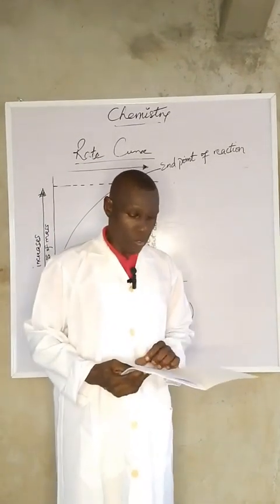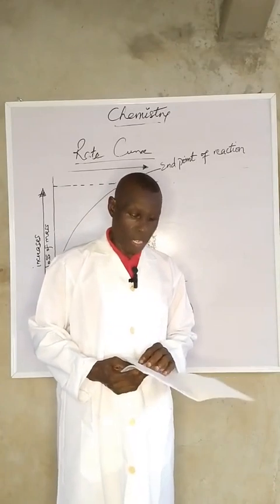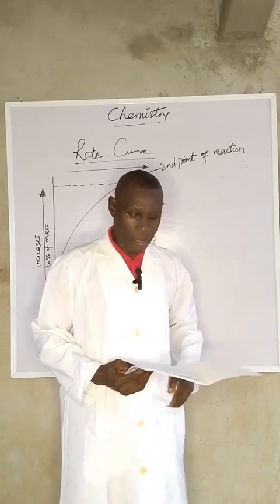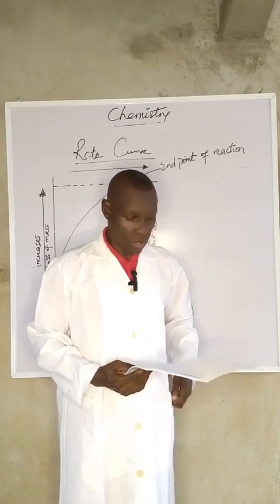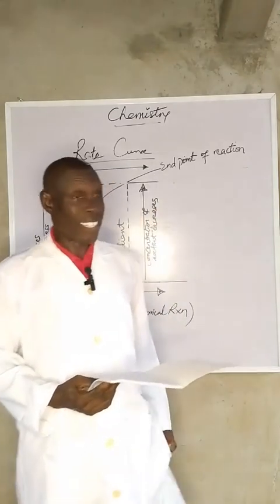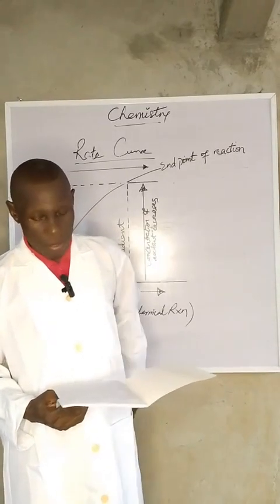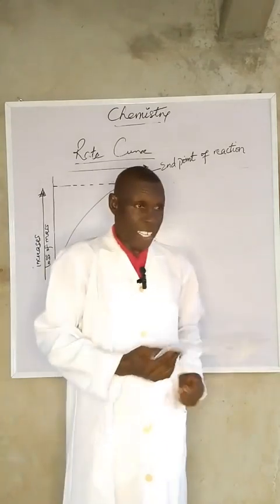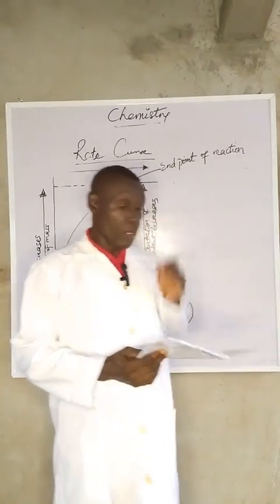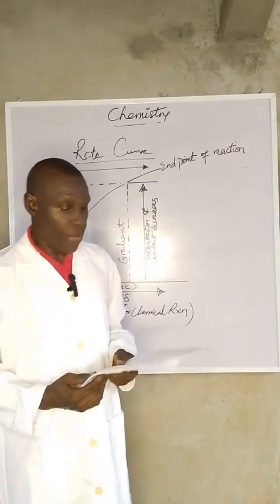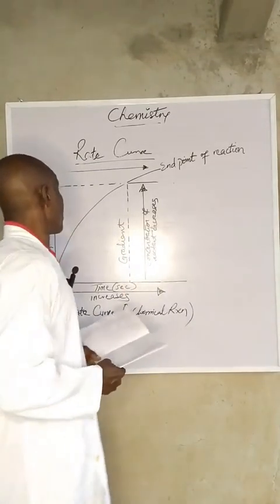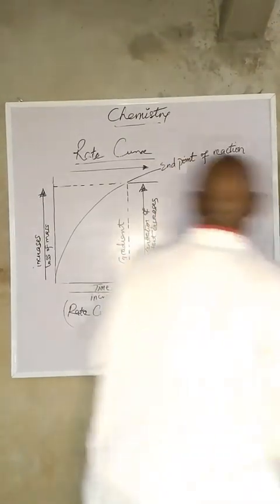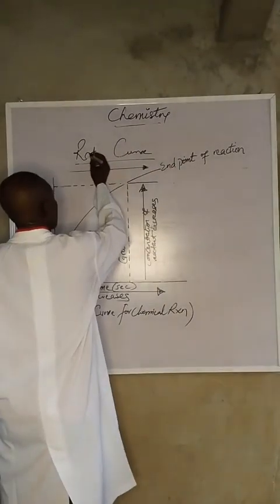My last lecture was on rates of chemical reaction. And I said that is the number of moles of the reactants that are converted or the number of moles of products that are formed per given time. But right away, we'll talk about rate curve. Rate curve.